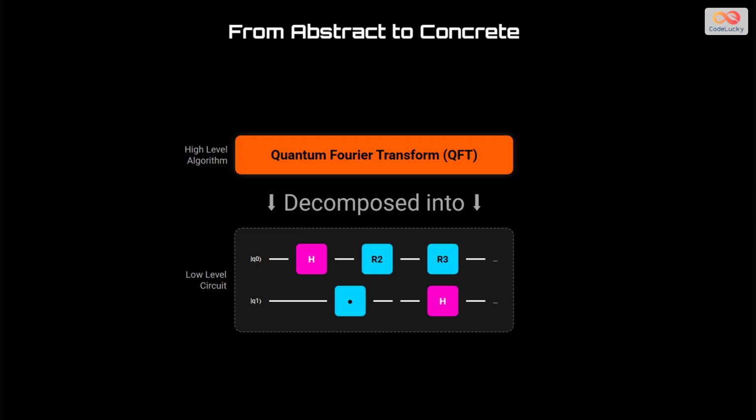In practice, we start with the algorithm and decompose it. Look at this example. We might have a single block in our algorithm called the quantum Fourier transform. But when we translate that into a circuit, it breaks down into dozens or even hundreds of individual gates and wires. The algorithm describes what we want to do. The circuit describes how we build it.